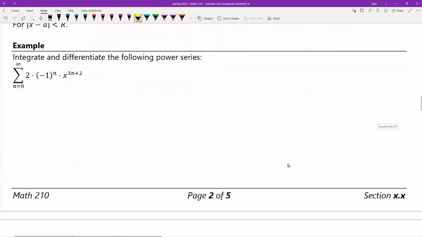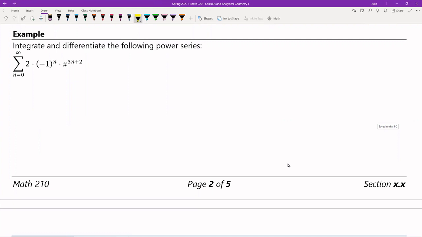Okay? All right, so now, why do we have these? Let me at least do one. I'm going to integrate and differentiate this power series, and I'm going to do it since I'm the instructor. I need to explain all of this. I'm going to write out a couple of terms for this power series, maybe 6 or 7 terms.